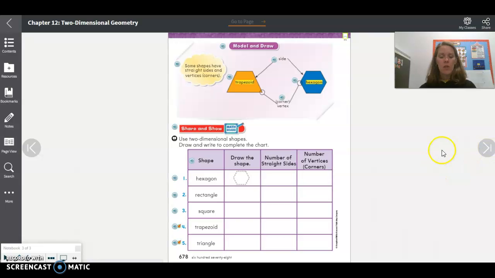And on to the next page. This is similar to what you just saw that we just practiced with. Now the hexagon, they drew it for you because that's probably the hardest one to do. So then you have to draw a rectangle, a square, a trapezoid, if you can't remember what it looks like, it's right here, and a triangle. Then tell me the number of straight sides and the number of vertices. Again, use your paper shapes that are in that blue envelope to fill out the rest of this table.